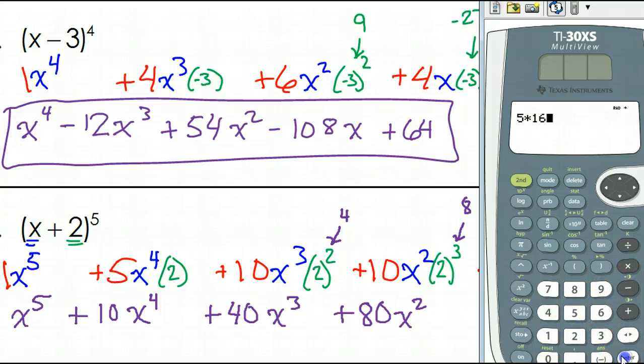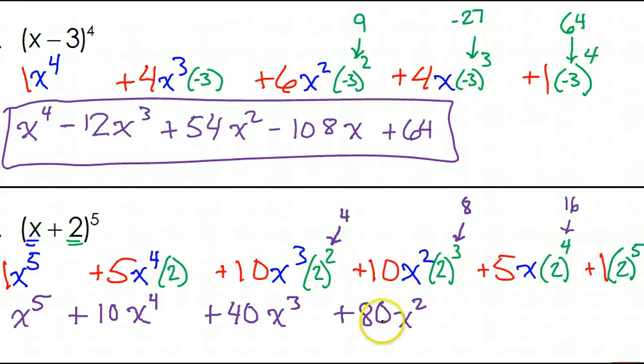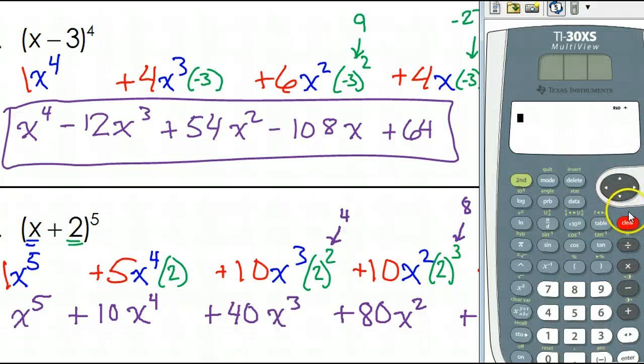That's 80. So this is going to be 80x. And then 2 to the fifth power is 32. Now, you might not know that off the top of your head. Maybe you didn't know 2 to the fourth power either. So if you don't have a chart, you can do it on your calculator. 2 to the fifth power, you hit the 2 and the caret and the 5. And you see that it's 32. All right, so that is it for number 7.